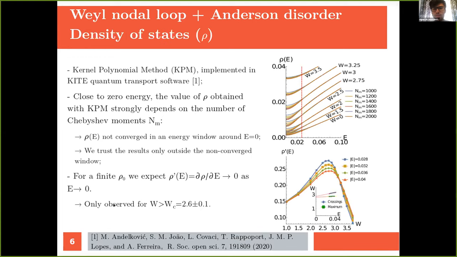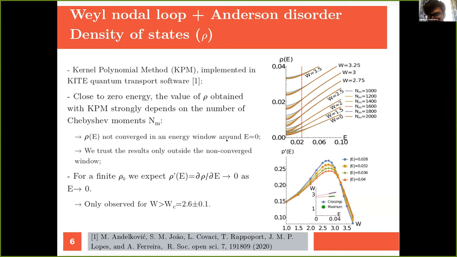Now, let me start by showing the results on the density of states. And to obtain these results, we use the kernel polynomial method implemented in the Kite quantum transport software, which has a very efficient implementation and enables us to reach very large system sizes. For example, in these examples that I'm showing you, we used 10 to the 9 unit cells for the simulations.